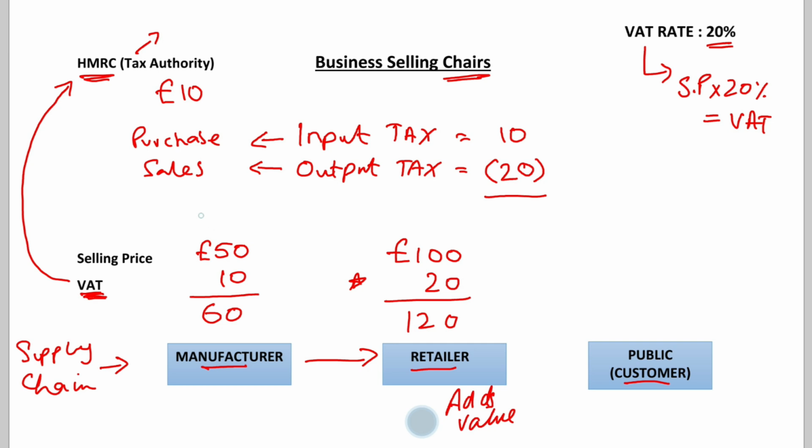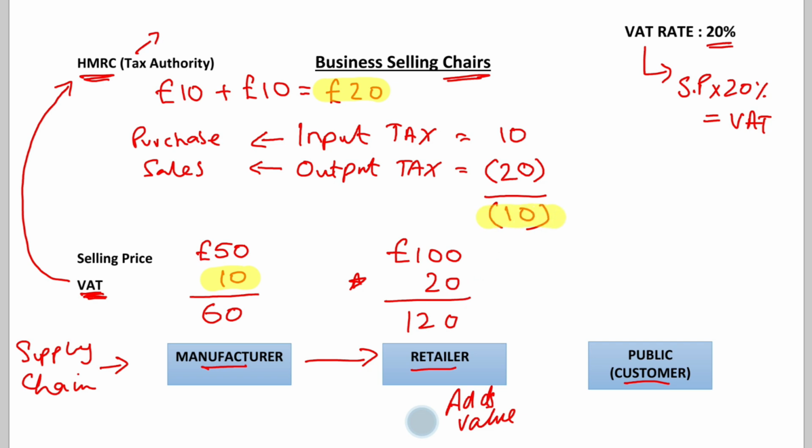So the liability on the retailer over here would be only £10. And that would be fair because it's already paid £10 to the manufacturer in the process. So it should only pay an additional £10 in its VAT liability to HMRC. HMRC has now received a total VAT of £20 for this chair that has been sent through the supply chain. That's made up of the £10 that it got from the manufacturer and the £10 it got from the retailer.